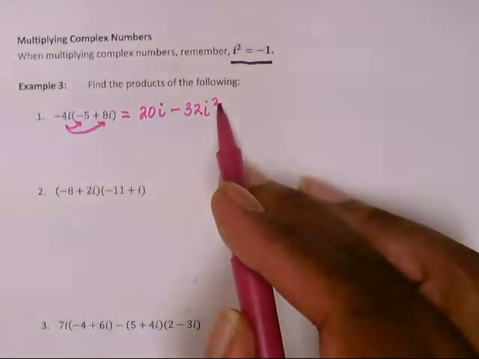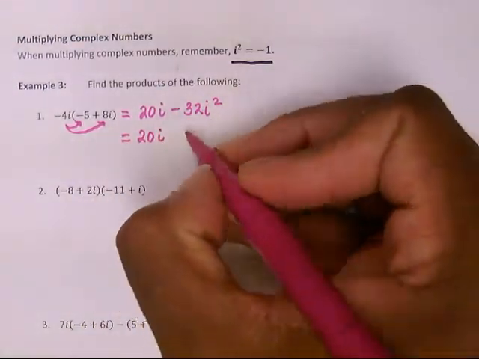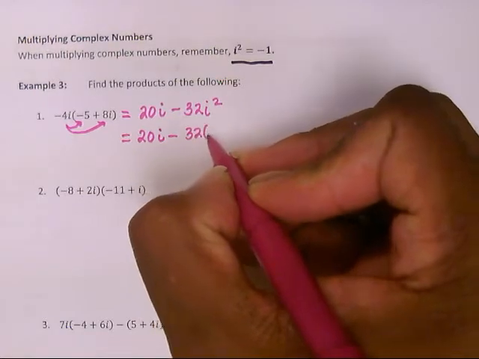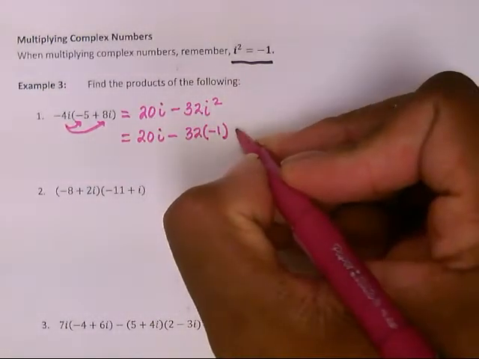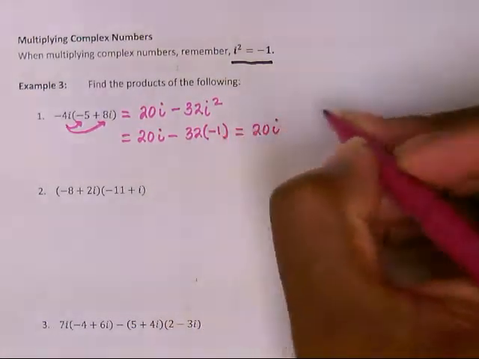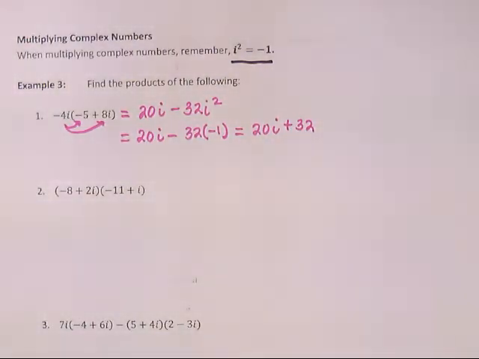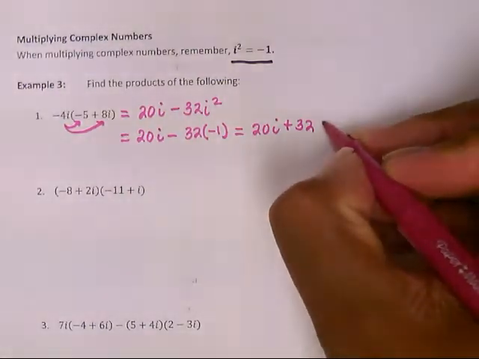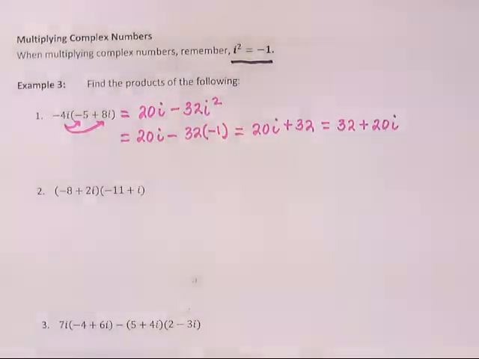Now again, we got i squared, so we need to replace that with negative 1. So I'm going to have 20i minus 32, and that i squared will be replaced with negative 1. So I got 20i minus 32 times negative 1. Now if I simplify that, I'm going to bring over the 20i and then minus 32 times negative 1 will be a plus 32. So I got 20i plus 32. Now, in standard form, we write the real part first and the imaginary part second. So it'll be 32 plus 20i.